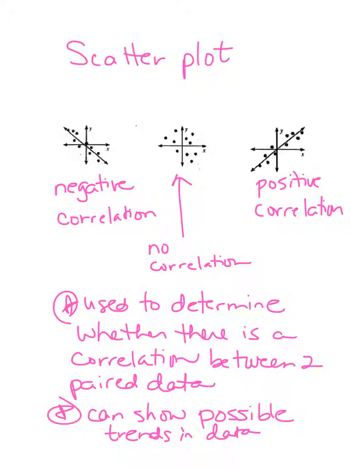So in this first example, in this first graph, there's a negative correlation. As x increases, then y decreases. In the second example, there's no correlation. The points are kind of all over the place. And in the last example here, we have a positive correlation. As x increases, y also increases.